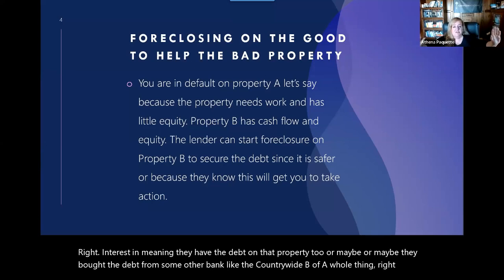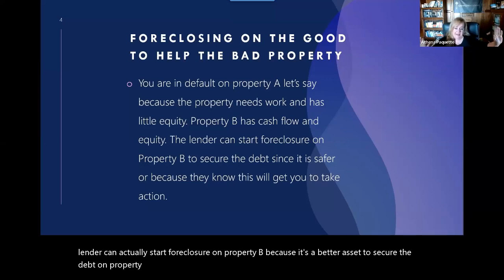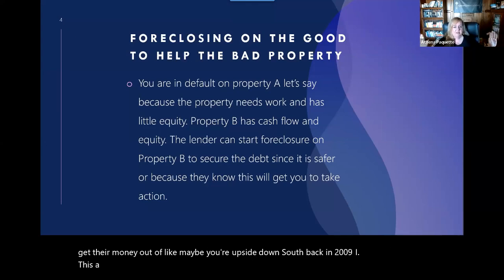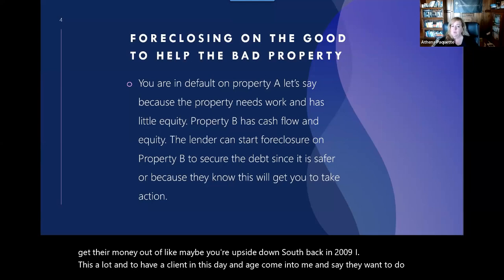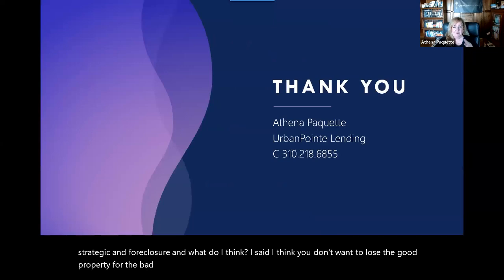So the lender can actually start foreclosure on property B because it's a better asset to secure the debt on property A that you're no longer paying and that they see is going to be difficult to get their money out of. Like maybe you're upside down. So back in 2009, I saw this a lot. And to have a client in this day and age come into me and say they want to do a strategic foreclosure, and what do I think? I said, I think you don't want to lose the good property for the bad property. So the bank knows you're going to step up to the plate if you've got a sweet property that they can go after. So be very careful.